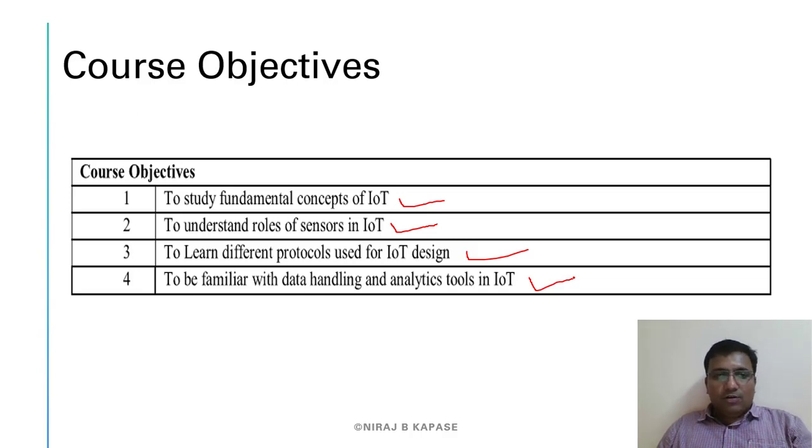I will give you an example for data handling. Suppose you searched for a laptop on Amazon one day, then on the next day, once you log in to Amazon, Amazon will automatically pop up some laptop related advertisements on your screen. How? They can analyze your mind, predict what your needs are and everything. So this plays a very important role in the internet and in today's life. This is what we are going to learn in data handling and analytics tools in IoT.